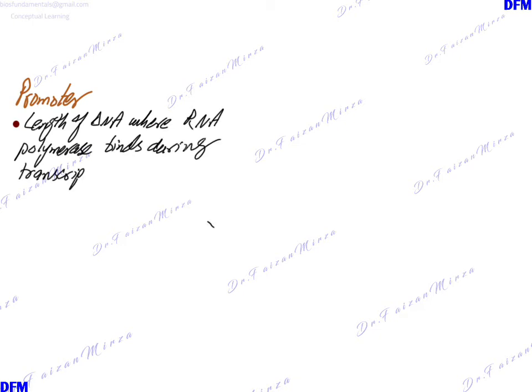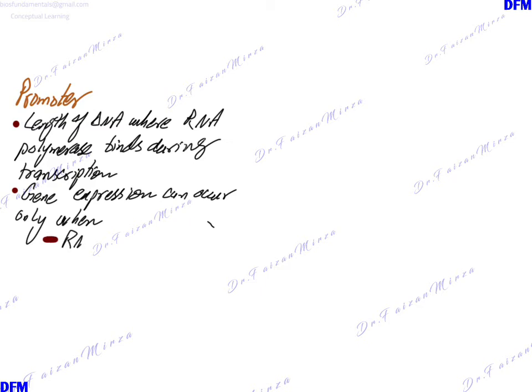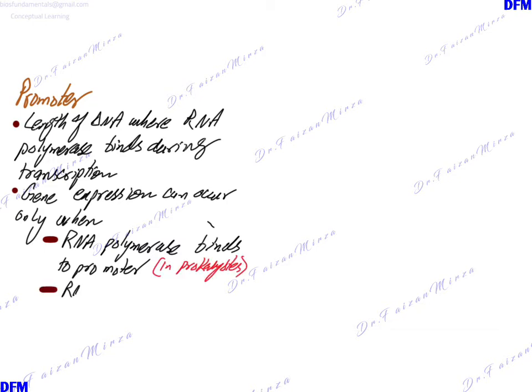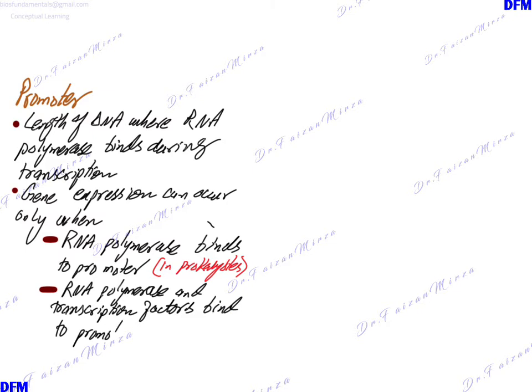The concept of promoter. What's a promoter? A promoter is a length of DNA molecule where RNA polymerase binds during transcription. We know transcription is when the DNA template is transcribed into mRNA. Gene expression can occur only when RNA polymerase binds to the promoter region in prokaryotes. And in the case of a eukaryote, the RNA polymerase together with transcription factors must bind to the promoter region. So that's the difference between eukaryotes and prokaryotes.